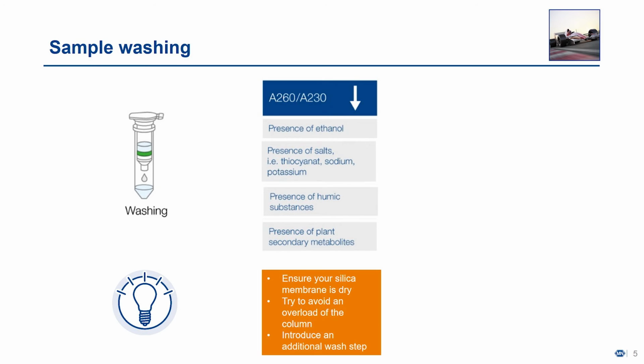To avoid this issue, you will need to make sure that your silica membrane is dry after each wash and spin step. Also, try to avoid overloading your column and remember to change the collection tube after each spin. You should also observe the color of your sample. You may need to introduce another wash step.